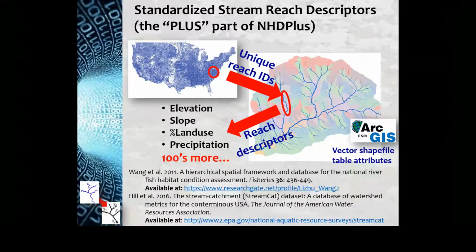So you've got elevation estimates, slope estimates, land use, precipitation, et cetera, et cetera. There are dozens, if not hundreds, of these reach descriptors that are additional data sets that work seamlessly with this NHD Plus data set. And those citations at the bottom are just a couple examples of those that provide a whole suite of these covariates. And those are nice because they can be used as predictor variables in these SSN models to try to understand the spatial patterns that you're seeing in fish density surveys.